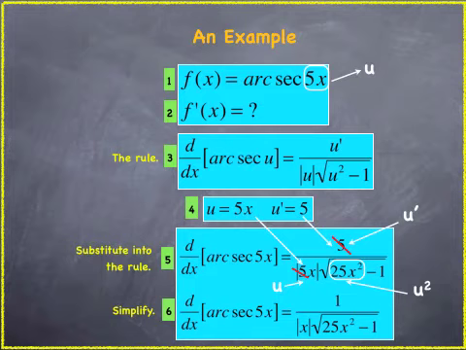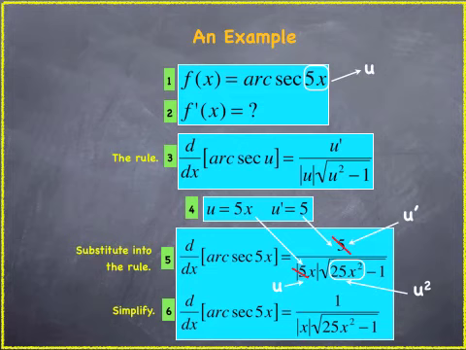Then we move to step 5. Okay, now we have u prime. All we have to do is plug it into the rule and we're good. If you look at step 5, when we substitute, as we said in step 3, the numerator is u prime. So in our case, that's 5. In the denominator, we have the absolute value of u.